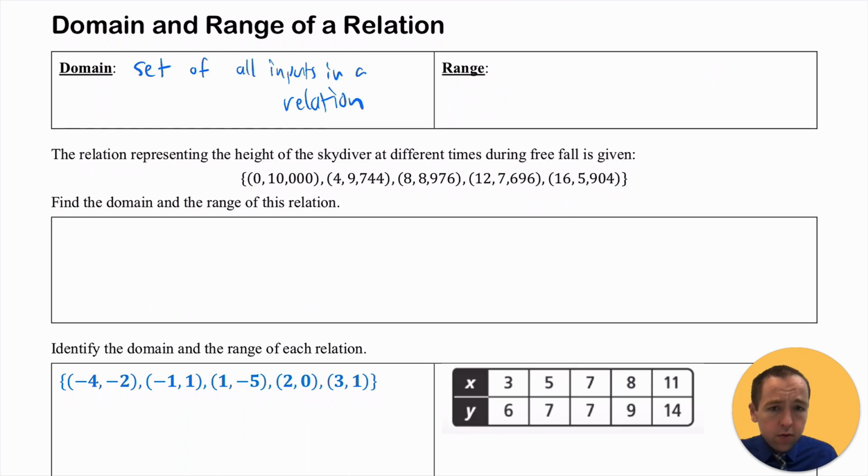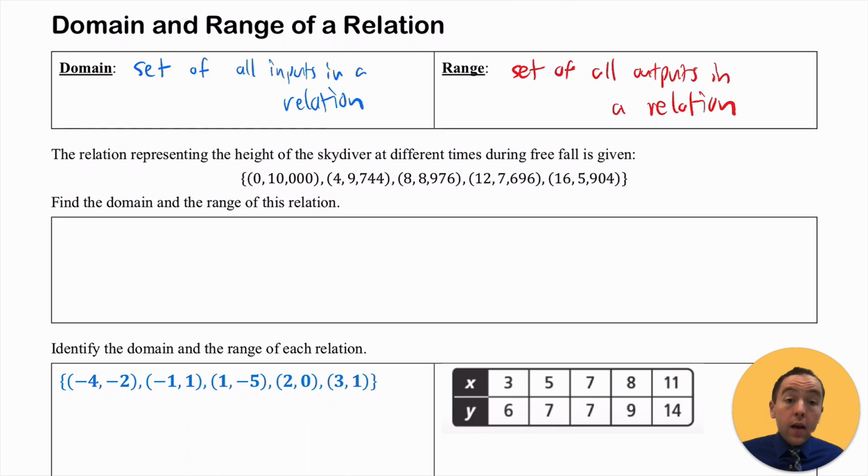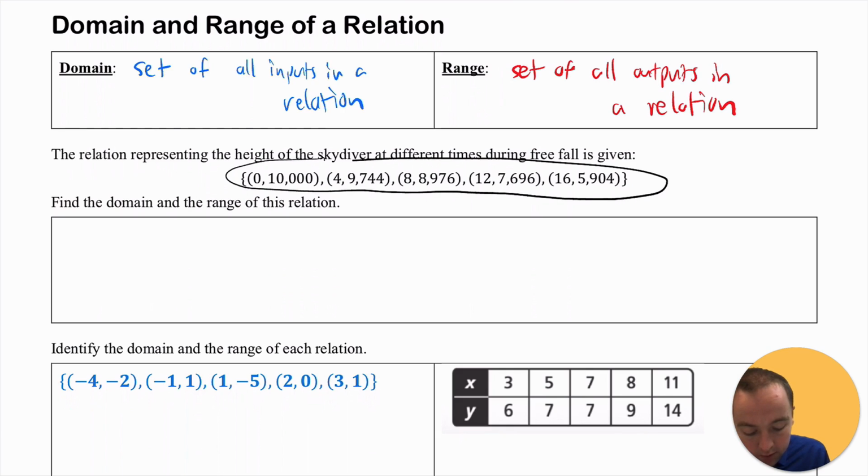And then I'll just use, how about the color red, for whenever we're dealing with range today. So it'll be the set of all the outputs in a particular relation. So using the example of the skydiver, this is the relation right here. And so in that particular relation, we can specify exactly what the domain of that relation is.